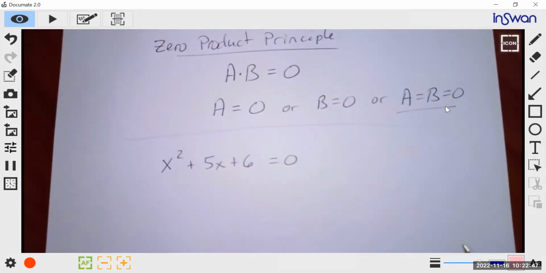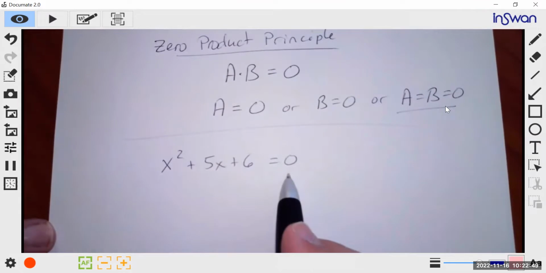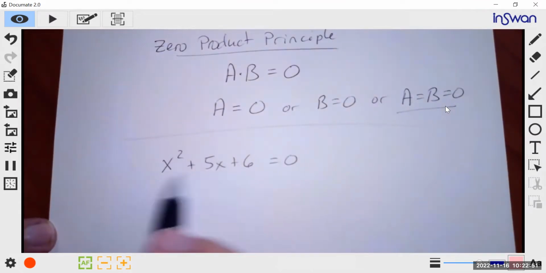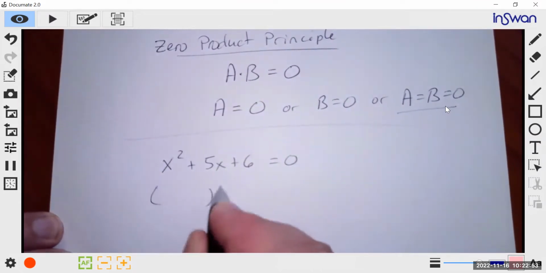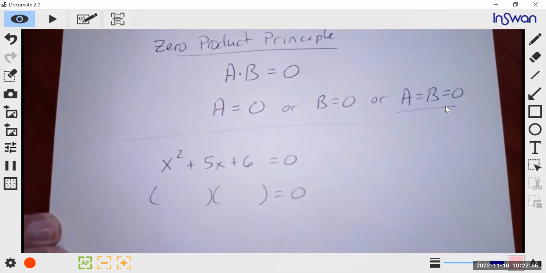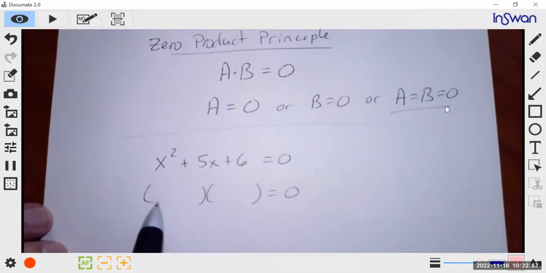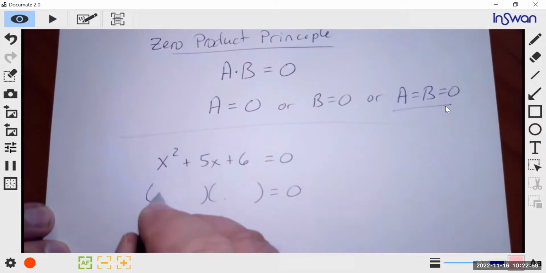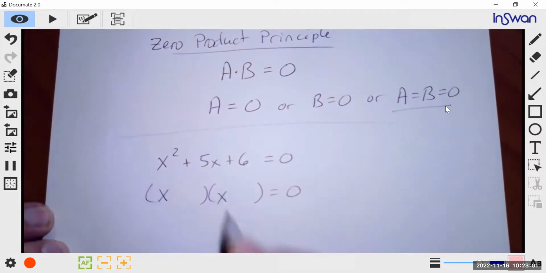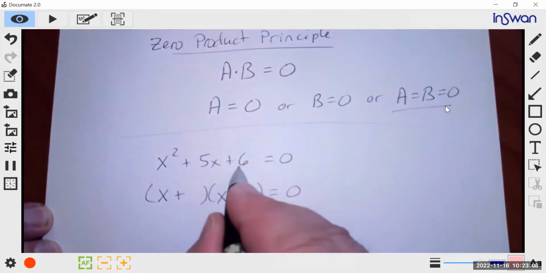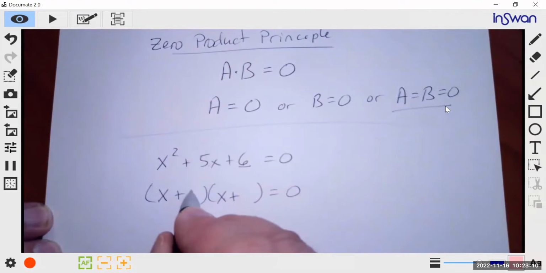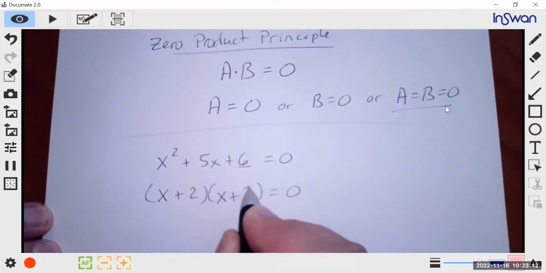Solve for the x-intercepts. We set it equal to zero. There's nothing we can factor out of here. So let's factor. What goes in the first spot? X and X. What signs go in there? They're both positive. What times what is 6 when you add them, you get 5? Yeah, 3 times 2, 2 times 3.